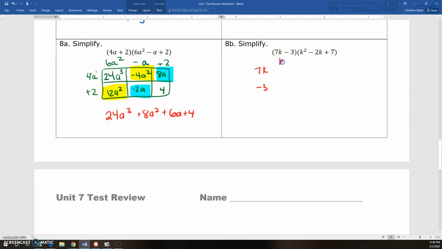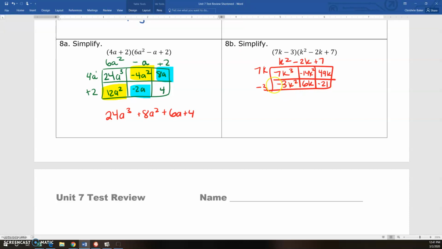7k minus 3, and then k squared minus 2k plus 7. 7k times k squared is 7k cubed. 7k times negative 2k is negative 14k squared. 7k times 7 is 49k. Negative 3 times k squared is negative 3k squared. Negative 3 times negative 2k is 6k. And negative 3 times positive 7 is negative 21.